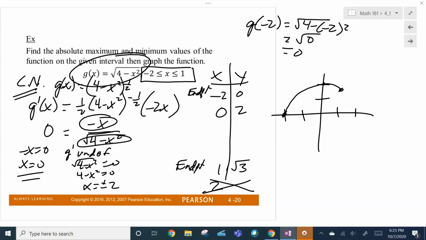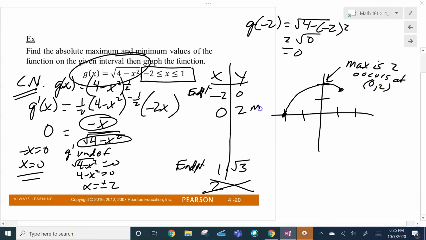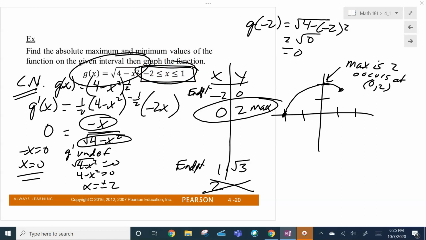Okay, so where's our highest point here? Here's our absolute max right there. So our max is 2. The max is the y value. It occurs at (0, 2), right? This is our highest point, our max. Absolute max, because we've restricted the domain. It's the highest point on that interval, right? And then what's our lowest point?